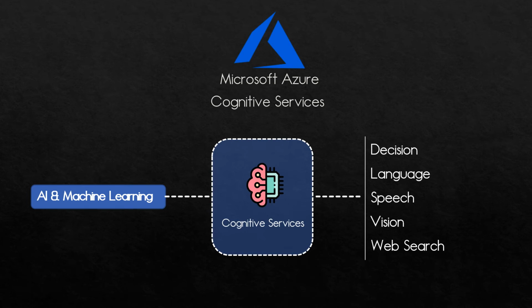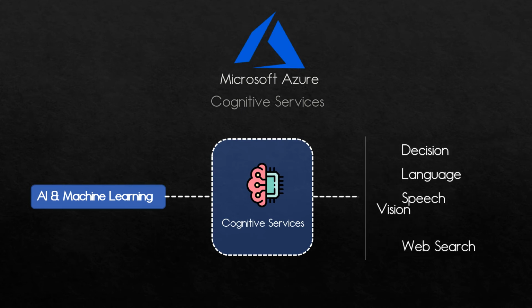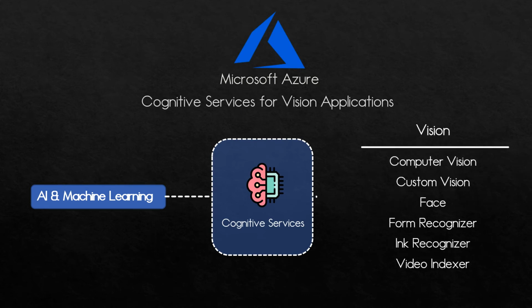To build our fruit classifier, we're going to have to use the Vision cognitive services. Let's take a look at what's offered. We can see that there are 6 offerings: computer vision, custom vision, face, form recognizer, ink recognizer, and finally video indexer. Each one of these has a unique function. Computer vision is a pre-trained model where we can feed an image into the API and we'll receive information back, like what types of objects are in the image, where are the objects, and even a description of the image itself.